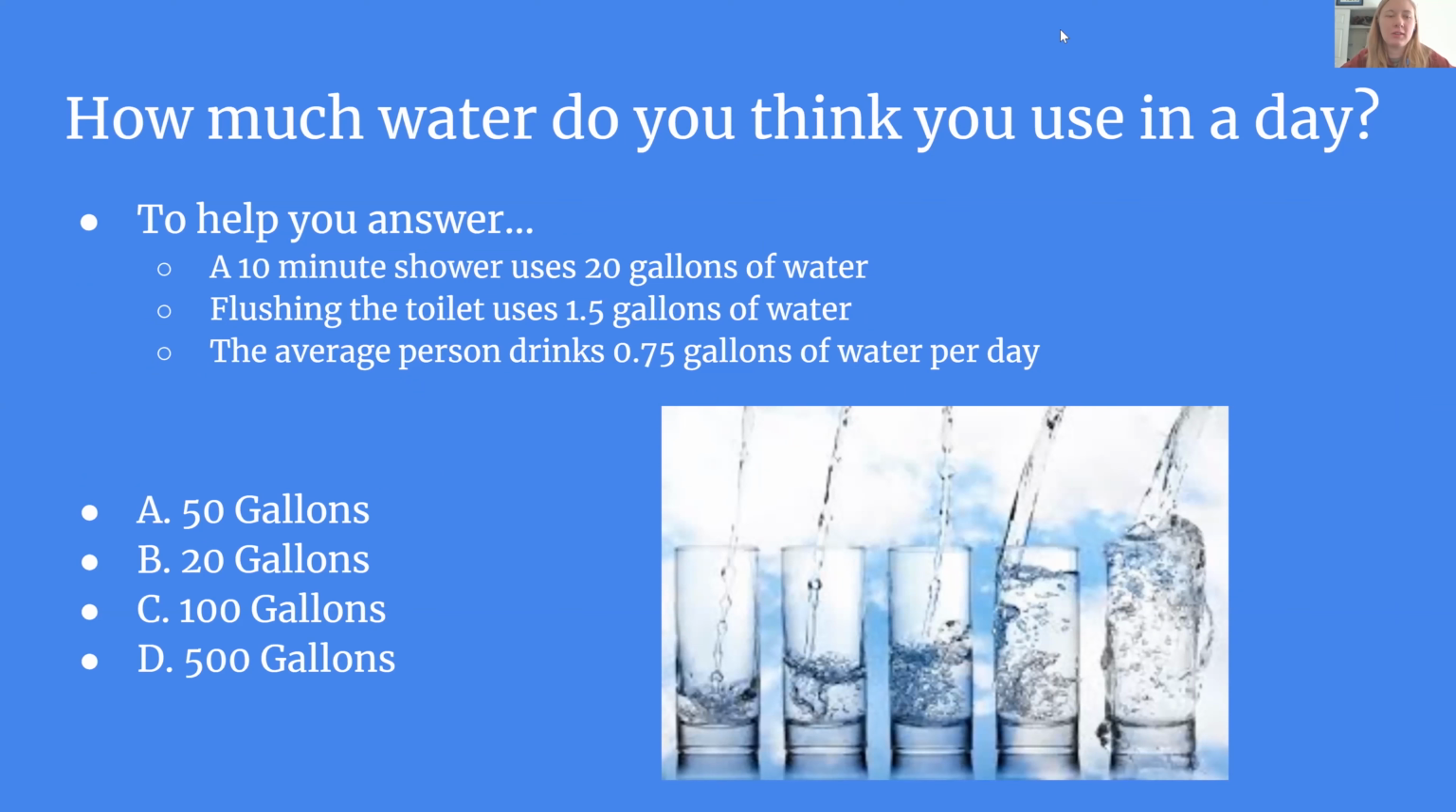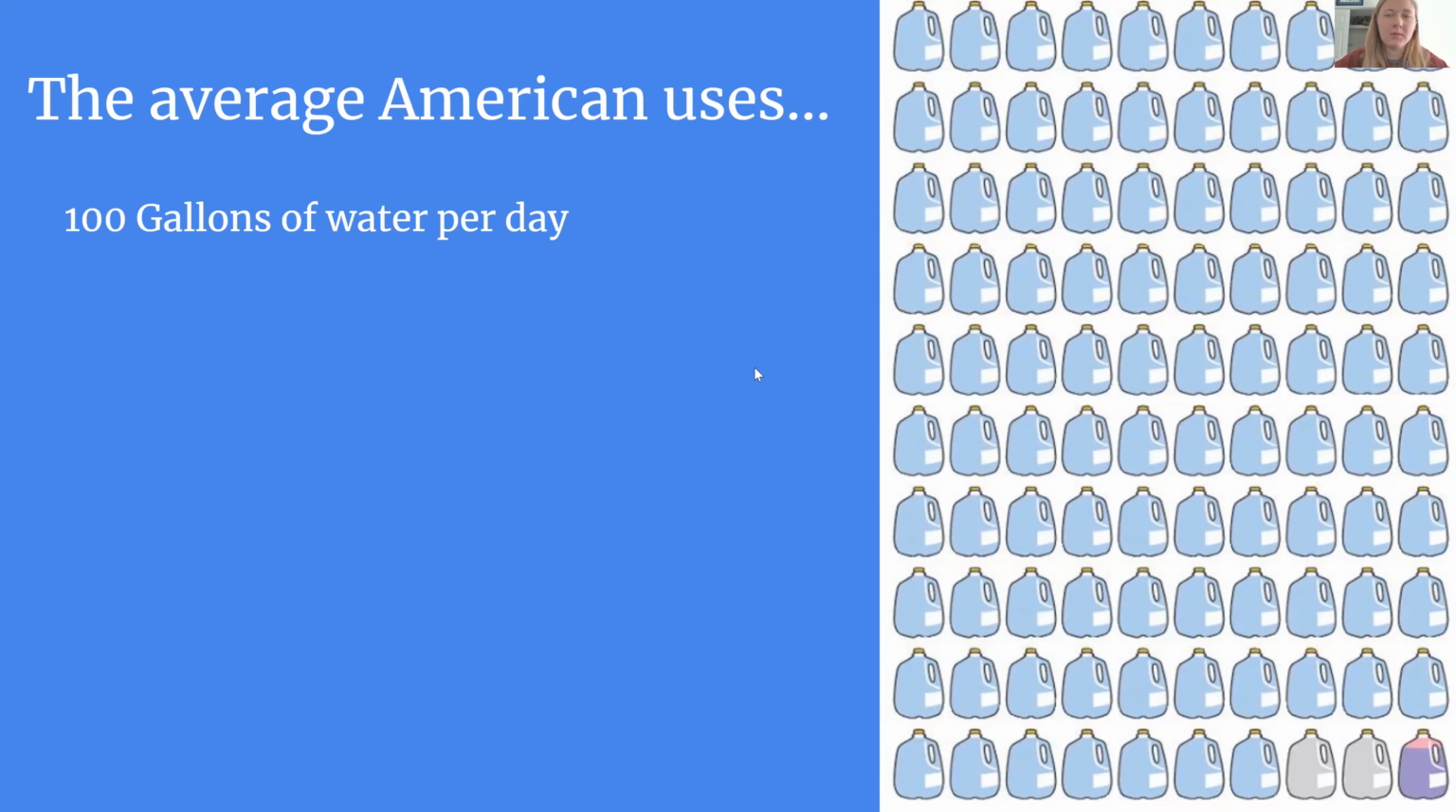How much water do you guys think you use on average in a day? So to help you answer this, 10-minute showers use 20 gallons of water. Flushing the toilet uses 1.5 gallons of water. The average person drinks 3/4 gallons of water in one day. So Peyton guessed 100 gallons. You guys are right. It's 100 gallons of water a day.